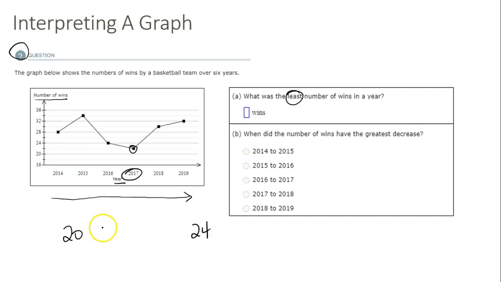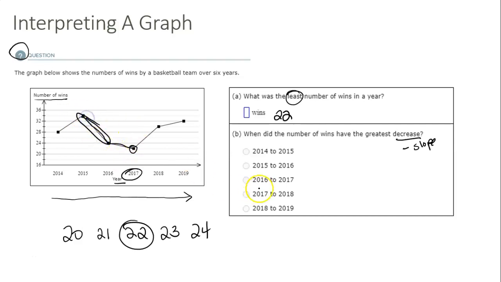So let's see if we can count up and figure out what's halfway in between 20 and 24. Well, it's 21, 22, 23. The middle number is 22, so that must be 22 for that one. Now, remember we talked last time about decrease. Decrease means you have a negative slope. So let's look and find where there is a negative slope. Here, from 2015 to 2016, and here from 2016 to 2017. The biggest decrease occurs right here, 2015 to 2016, because it has the largest negative slope.